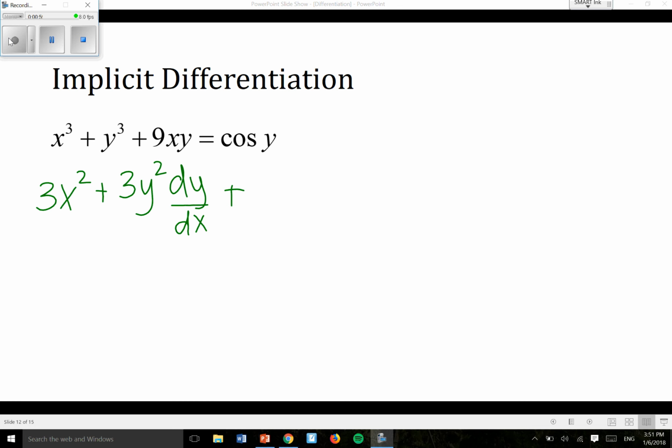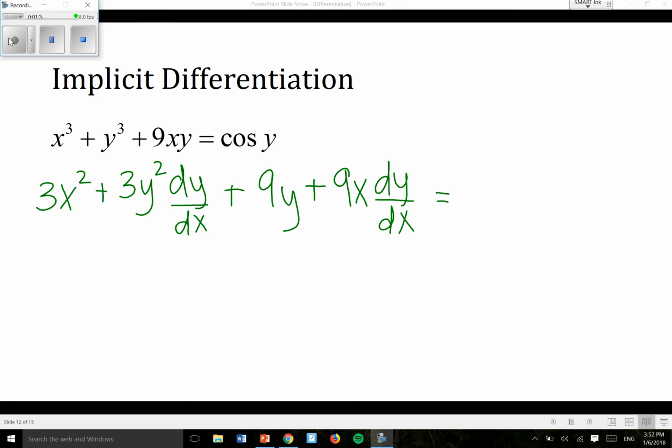Now we move on to 9xy. This is product rule. It gets pretty messy. I'm going to treat 9x as my first function and y as my second function. Let's start by differentiating the first function. So the derivative of 9x is 9, and I leave y alone. I'm not going to differentiate it. Then I add my first function times the derivative of my second function. And the derivative of my second function is 1 dy/dx.